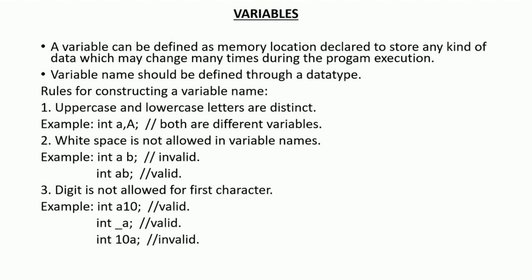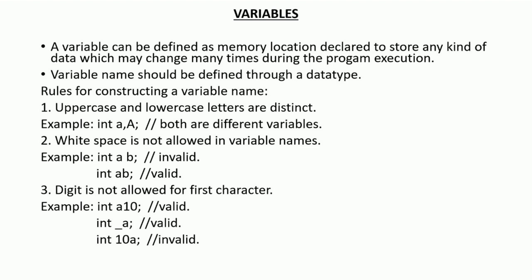We will see rules for constructing a variable name. First, uppercase and lowercase letters are distinct variables. As C is case sensitive, uppercase and lowercase letters both are distinct. Second, white space is not allowed in variable names. If you want to define a variable name AB, then you cannot include space between A and B. Third, a digit is not allowed as the first character.